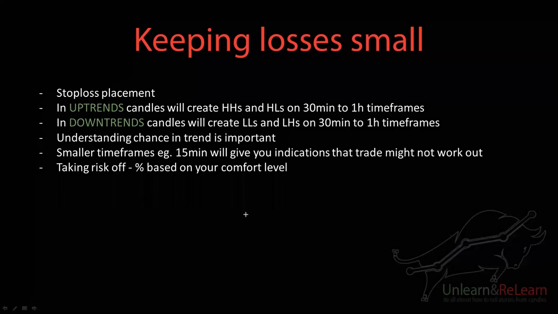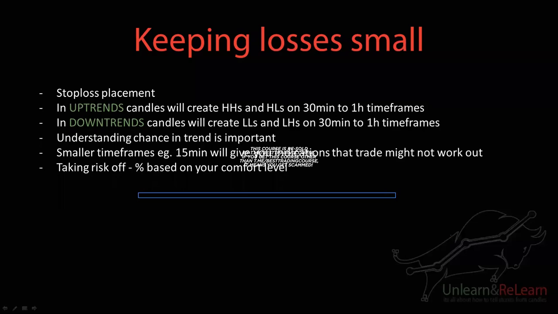So let's say you have a resistance up over here, right? And you have candles that are moving down. So what we say over here is that in uptrends, candles will create higher highs and higher lows on 30-minute to 1 hour time frames. In the downtrends, candles will create lower lows and lower highs on 30-minute to 1 hour time frames, right?